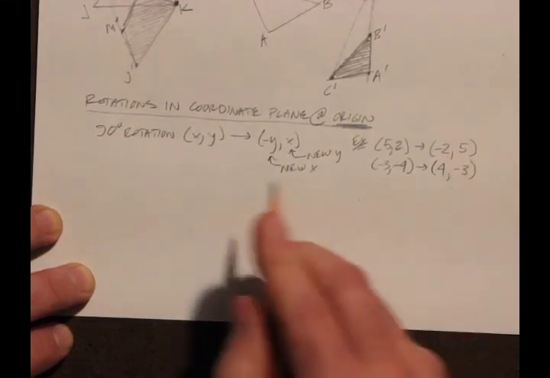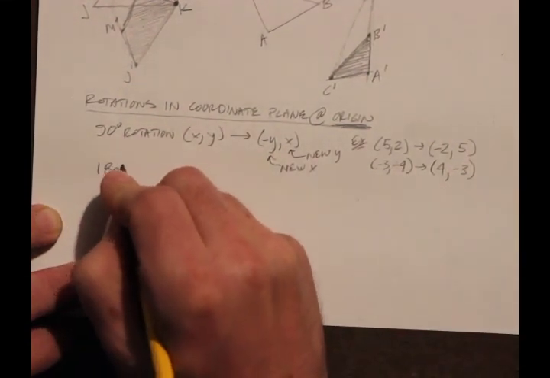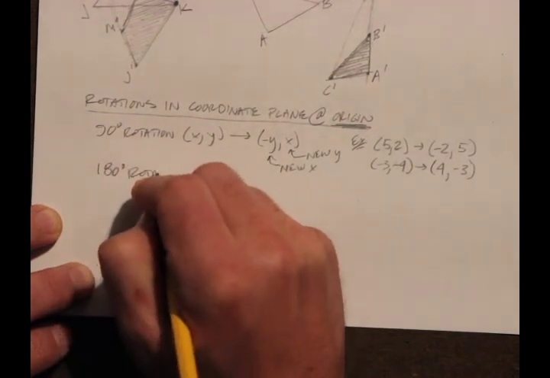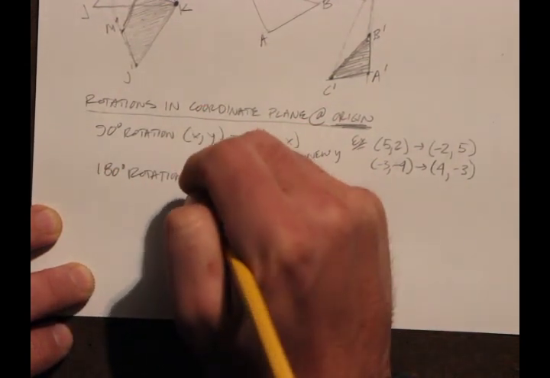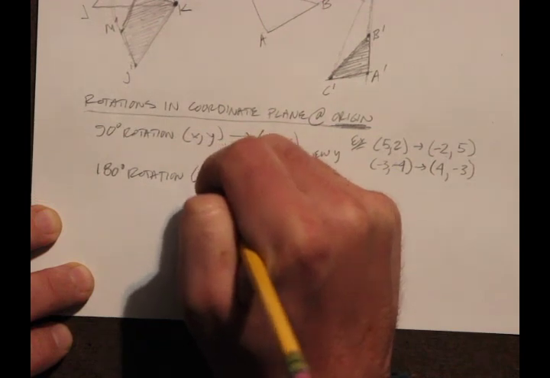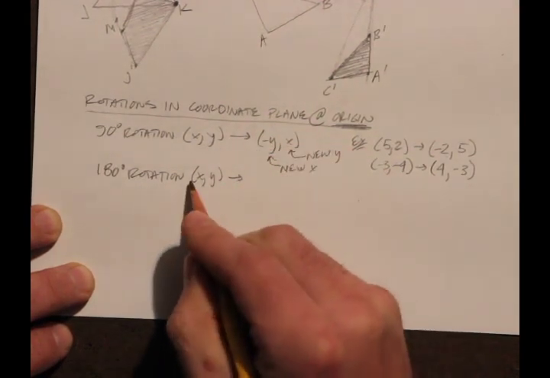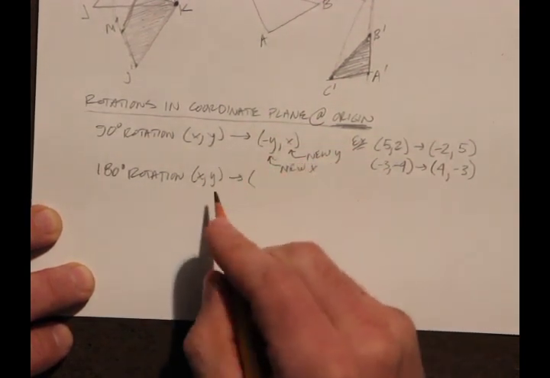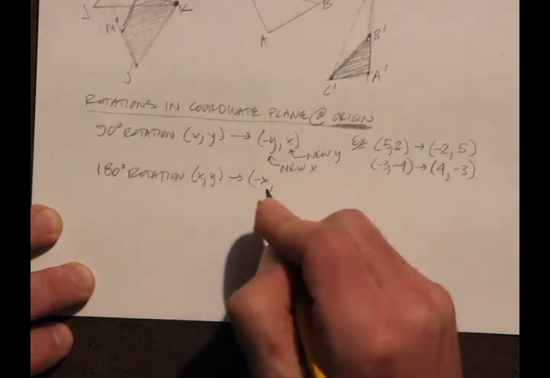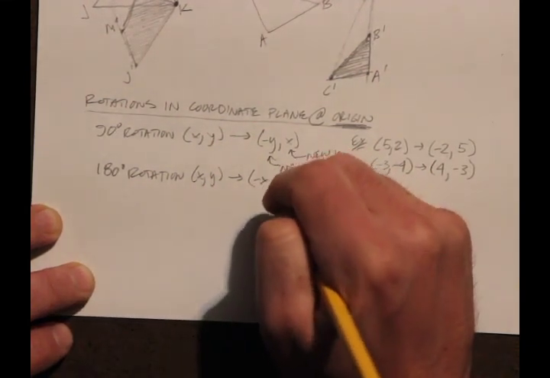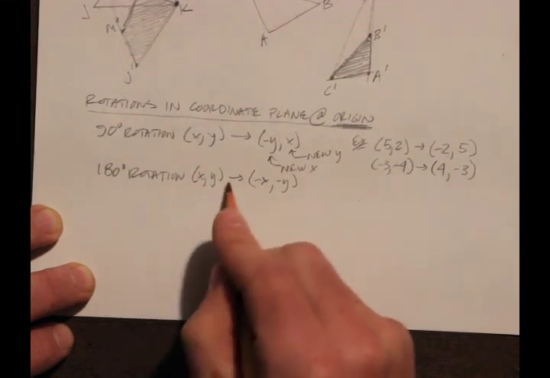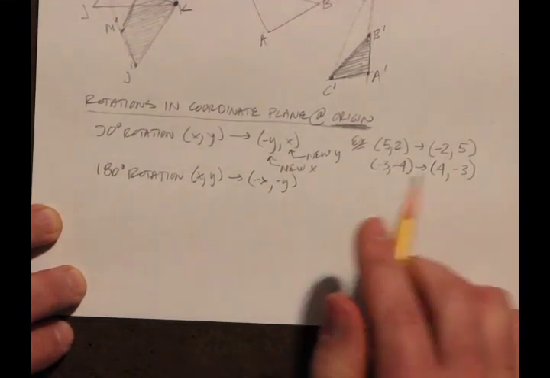Alright? Now, if this is a 180 degree rotation, then if I have my x and my y values, all I do is I take my old x value and I make it negative. I take my old y value and I make it negative, and I have rotated 180 degrees across the origin.